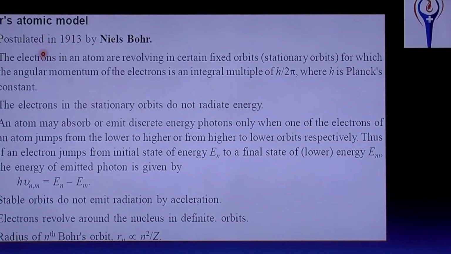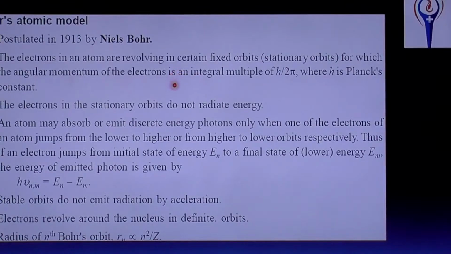Bohr's atomic model was postulated by Niels Bohr in 1913. That is, the electrons in an atom are revolving in certain fixed orbits. Previously, it was thought electrons could revolve in any orbit, but he said only fixed orbits, called stationary orbits, for which the angular momentum of the electron is an integral multiple of h by 2 pi.